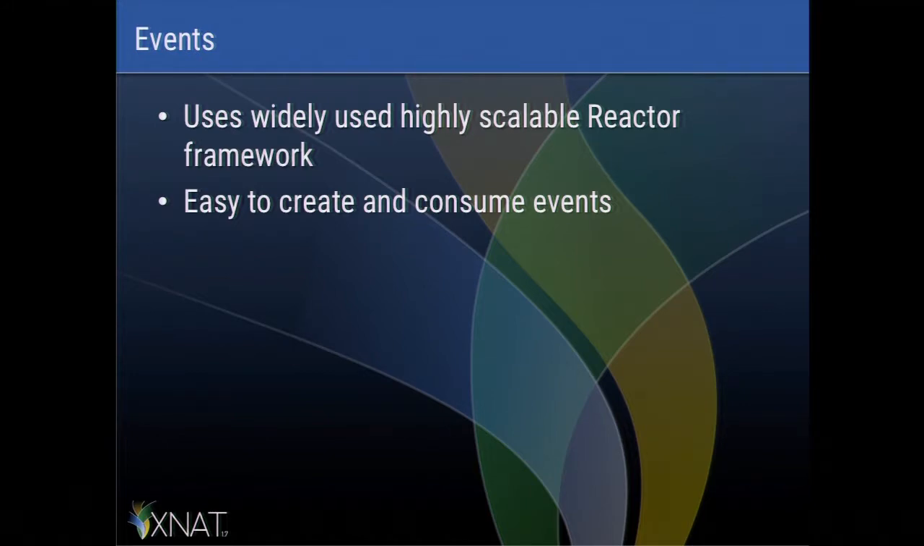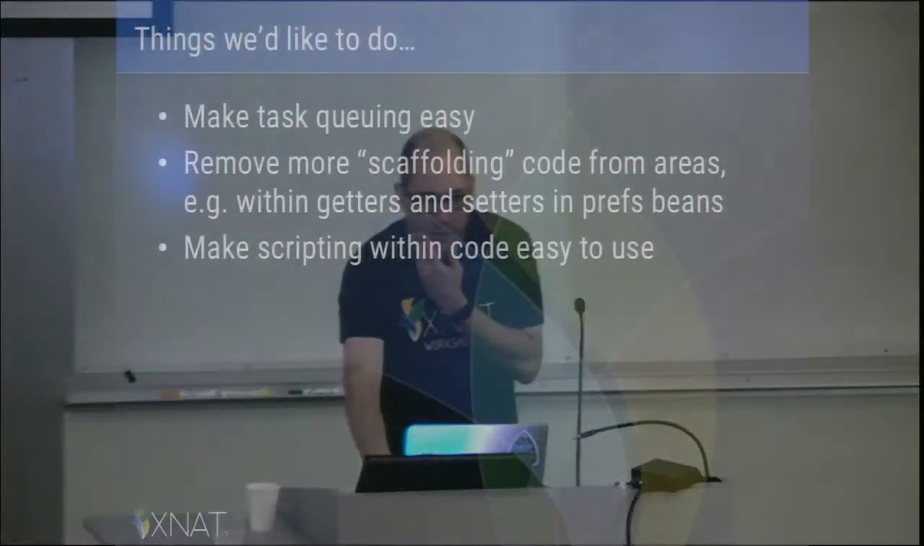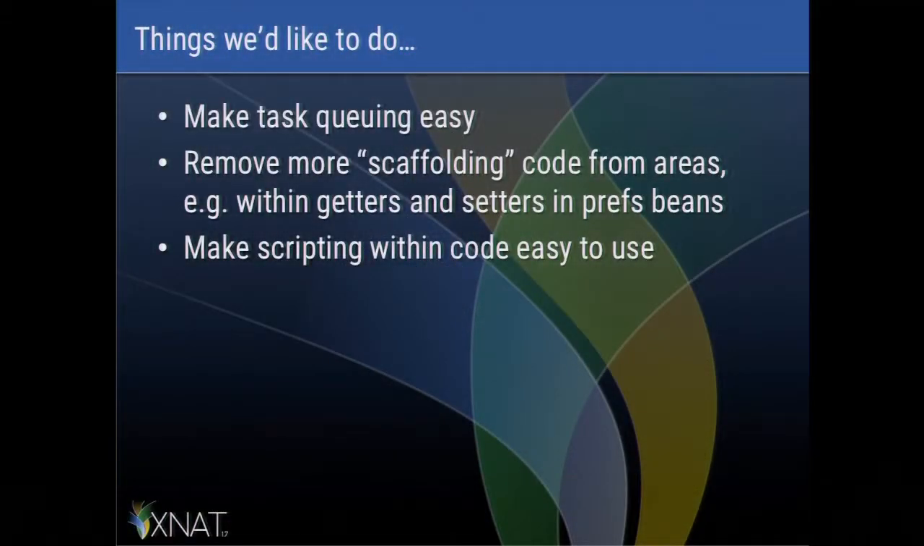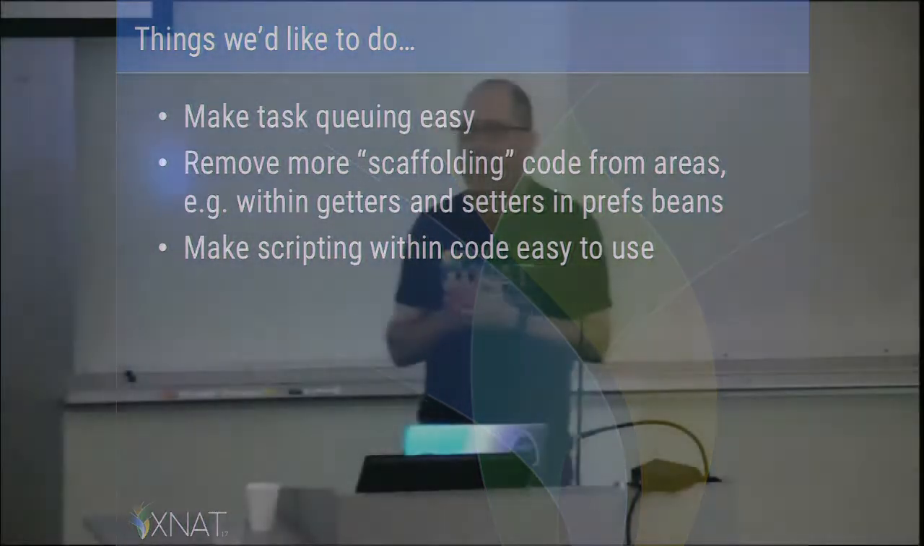I've just got 2 more slides that aren't even any details. So things that we'd like to do, make task queuing easy. Right now, we don't give you really good access to be able to put things into queue processing, and that's going to be really important, especially as we're looking at where we're going to be going with the XNAT architecture moving forward, to start breaking things into small pieces.